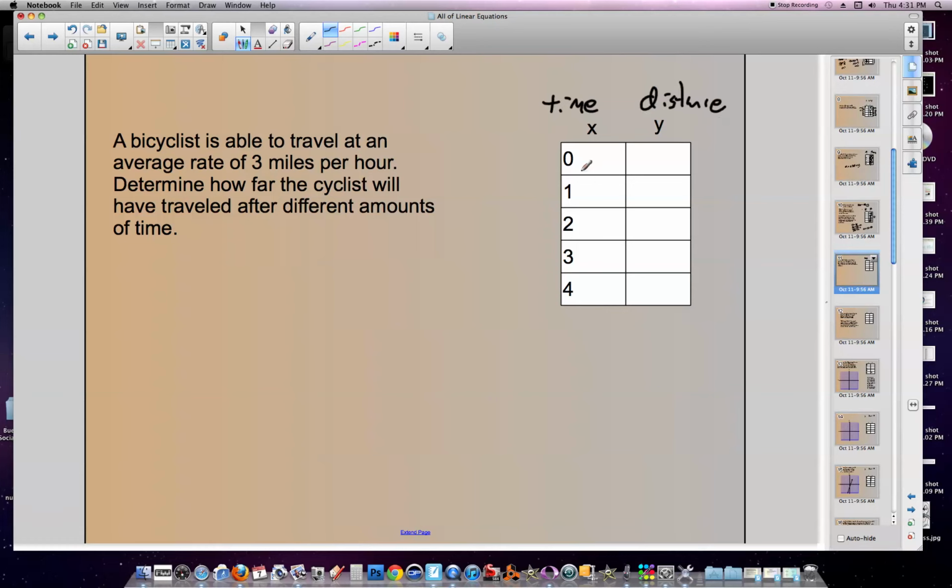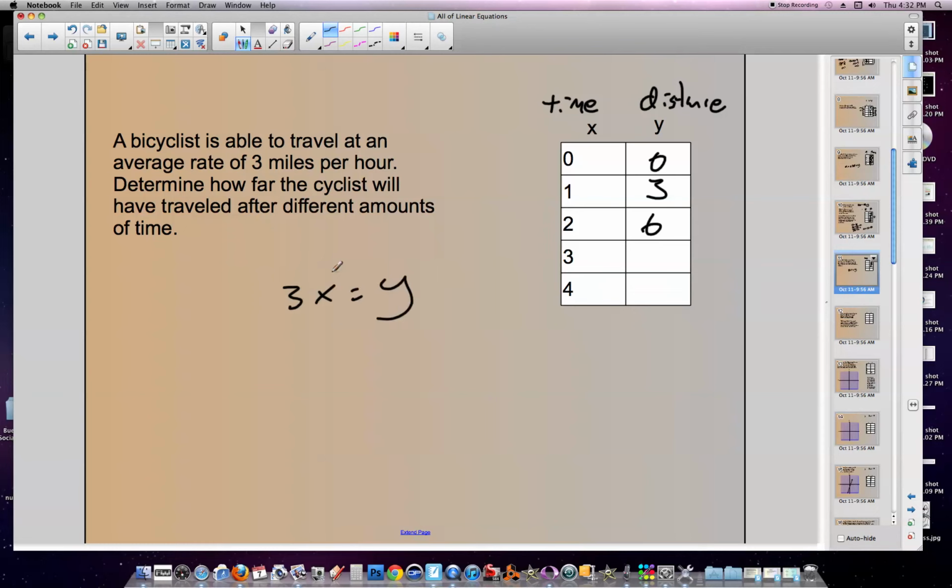If they travel 3 miles an hour, well, if they don't put any time in, then they're not going to travel anything. That kind of makes sense. If you don't ride your bike, then you will have traveled 0 miles. If you traveled 1 hour, well, 3 miles per hour means that every 1 hour you travel 3 miles. So you will have traveled 3 miles. 2 hours, 3 miles for each of those hours. Well, that's going to come out to be 6. We're just multiplying. This is 3x equals y.